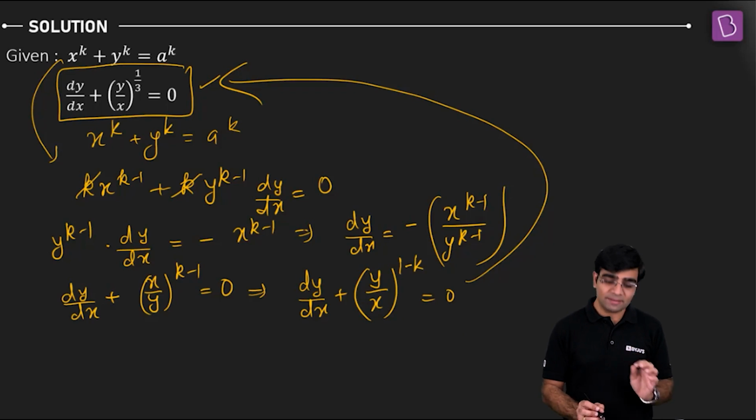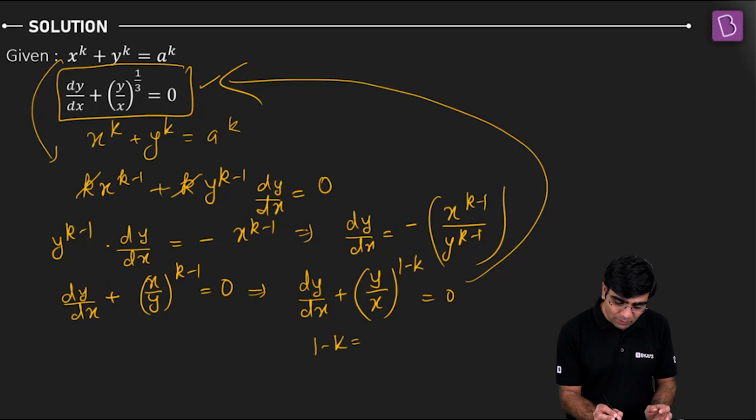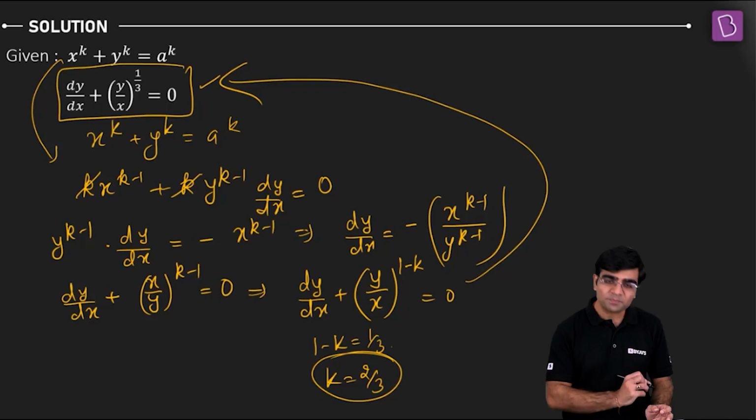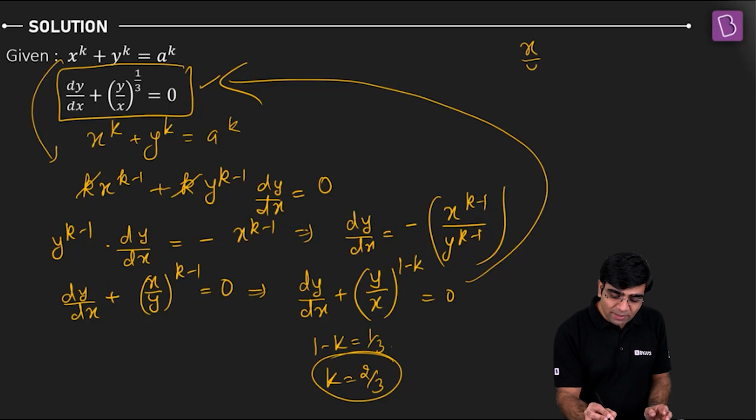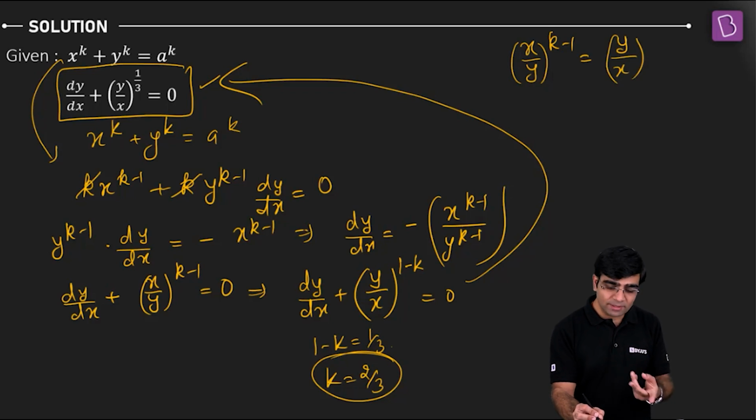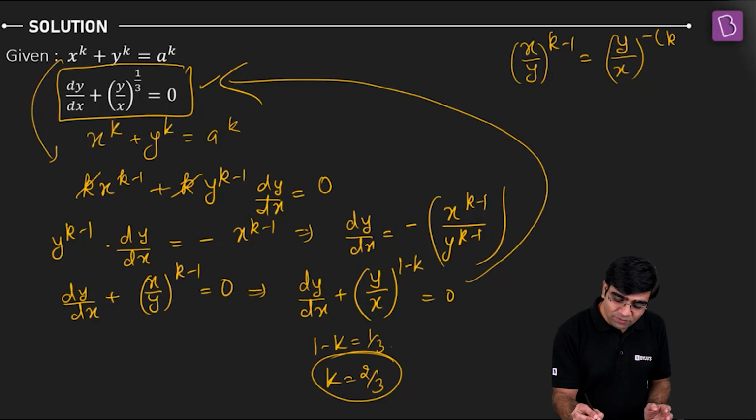Okay, so when I do the comparison, I'll get 1 minus k equal to 1 by 3, which implies that k becomes equal to what? 2 by 3. Are you getting comfortable with this? So I hope you observed that correction. See, I had this (x by y) raised to k minus 1, but I have to get the format for y by x. So the moment I flip x and y, I reciprocate them, I need to make the power minus times. So that is nothing but minus of k minus 1. And what is minus of k minus 1? That is nothing but (y by x) raised to 1 minus k.